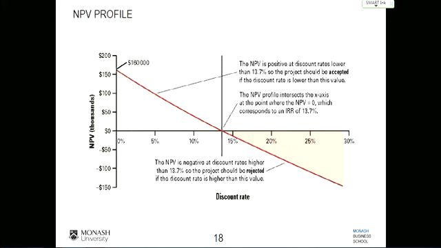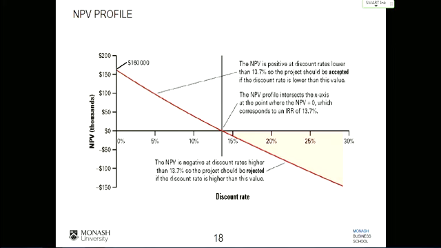Okay, the next one would be our NPV profile. What is an NPV profile? With this profile, as you can see here, the vertical axis will tell you the NPV of the project. The horizontal axis will tell you the discount rate of the project.